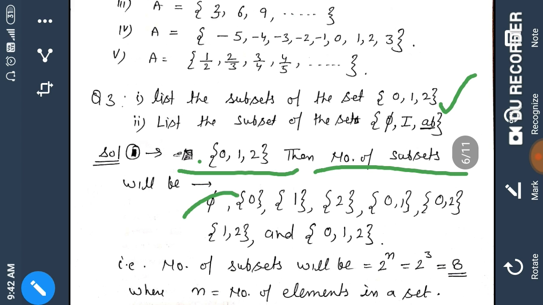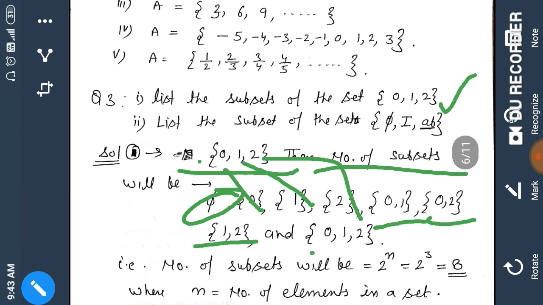First is phi, the empty set. This is a subset of all sets. Secondly, we can take 0 and make the set. Second is 1 and make the set. Second, 2, make the set. Similarly, take the pairs of two elements: {0, 1}, {0, 2}, {1, 2}, and the last is the whole set, because the whole set is a subset of itself. So this is {0, 1, 2, 3}.